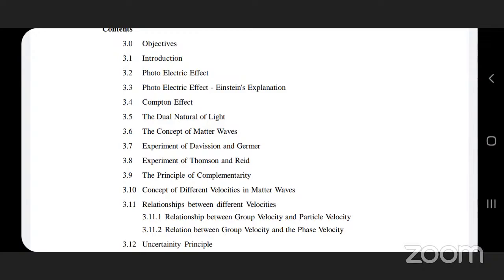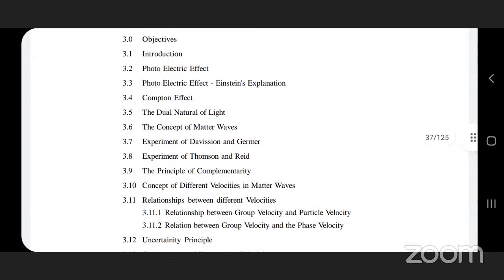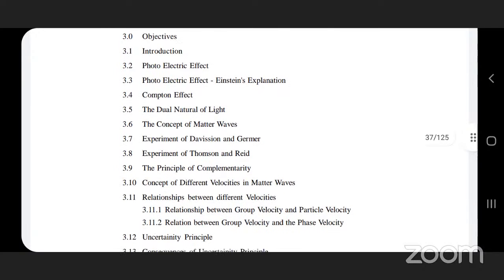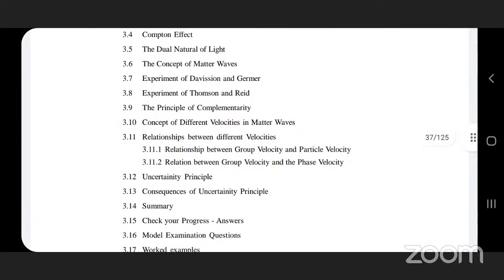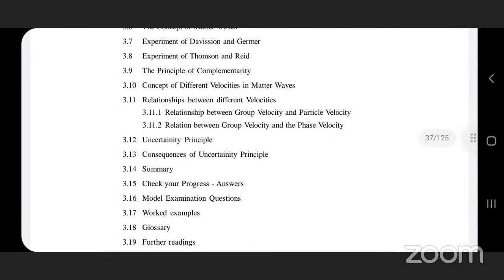Here, what are the different concepts related to matter waves, and you also need to know the relation between the different velocities. There may be a short question asked here: what is the relation between group velocity and particle velocity, and group velocity and phase velocity? Expected short questions, and also the uncertainty principle.